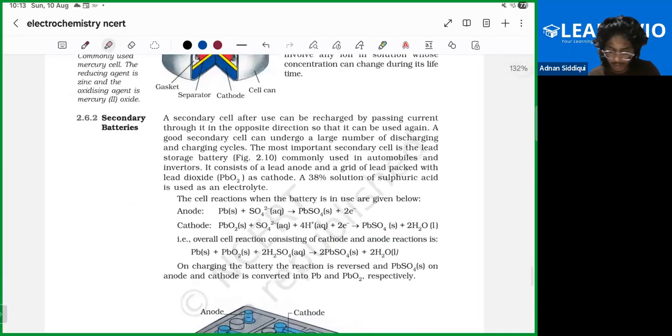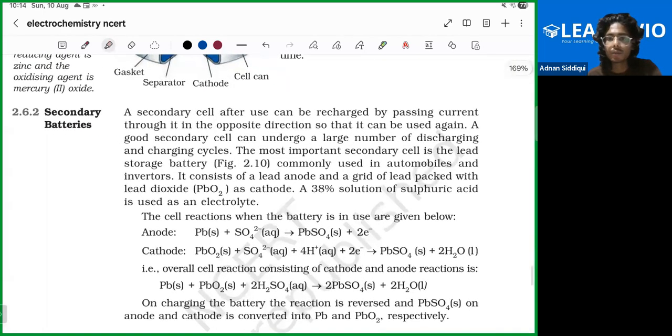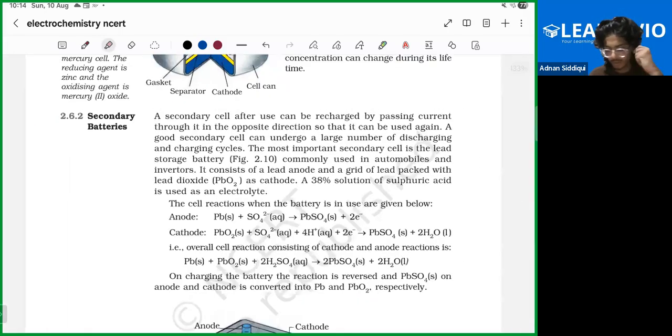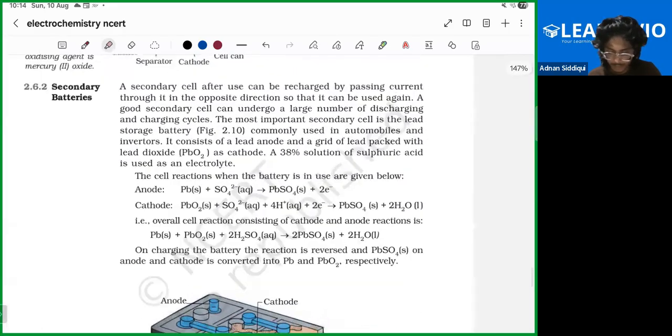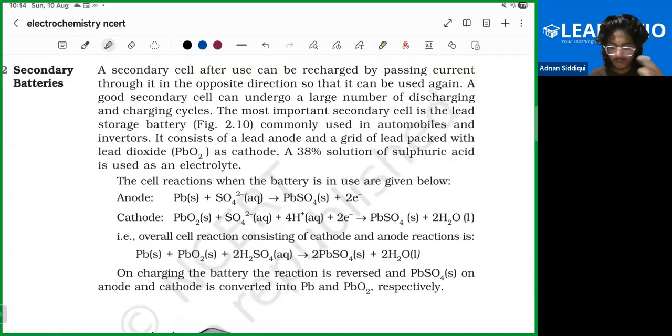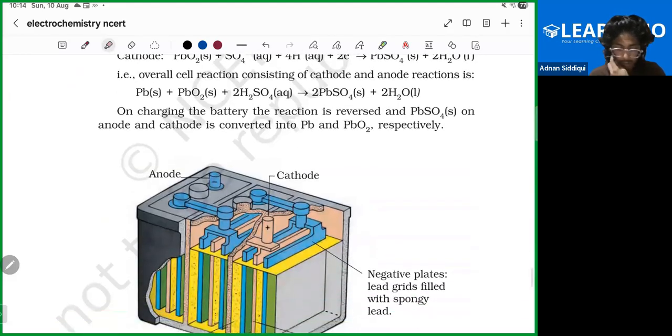So what is a secondary battery? Something we can recharge. A secondary battery or secondary cell, after use, can be recharged by passing current through it in the opposite direction so that it can be used again. A good secondary cell can undergo a large number of discharge and charging cycles. The most important secondary cell is the lead storage battery, which is commonly used in automobiles or inverters. It consists of a lead anode and a grid of lead packed with lead dioxide. This reaction occurs at the anode, but they won't ask too much from here.